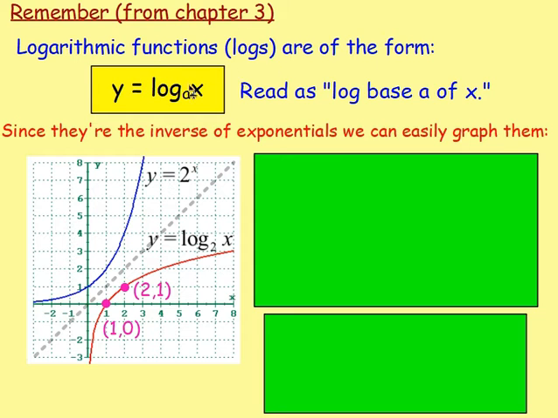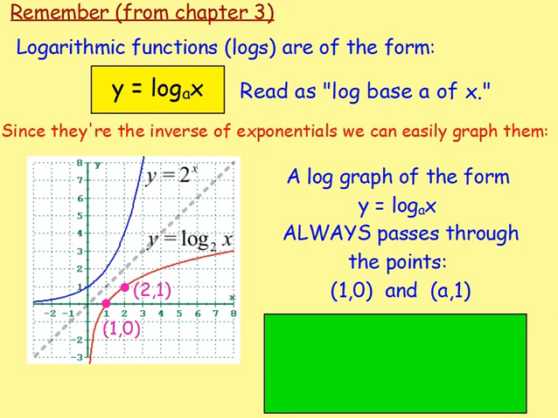Logarithmic functions are of the form y equals log base a of x. Since they're the inverse of exponentials, we can easily graph them. Remember, to graph an inverse function, you reflect it in the line y equals x, this grey dotted line here. If we had this exponential function, its inverse would be this red line here. Your exponential function always passes through the point 0, 1 and then 1, a. So the log graph is going to pass through 1, 0 and then a, 1.